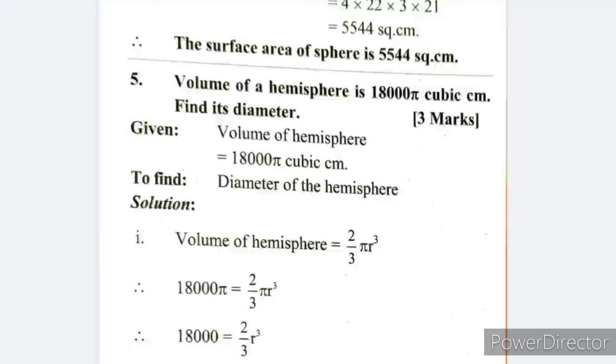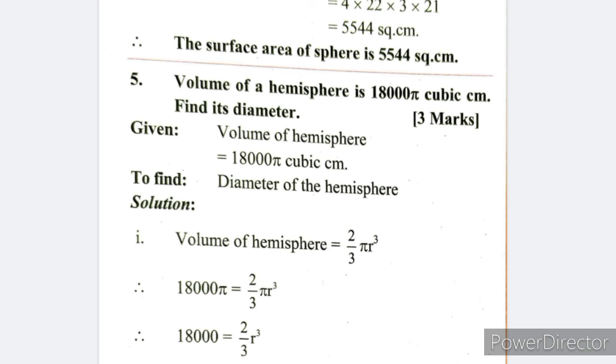So what is happening here? 18,000 pi is equal to 2 upon 3 pi r cube. Here on both sides there is one pi, and if we take one pi to one side, it will come into division, and we can cancel it easily. We can also cancel if both sides have the same values, so we can directly cancel those. So pi is getting cancelled in this step, and therefore 18,000 is equal to 2 upon 3 r cube.